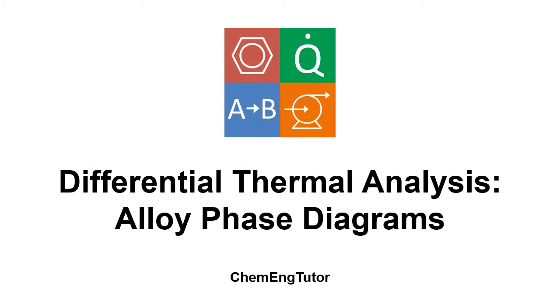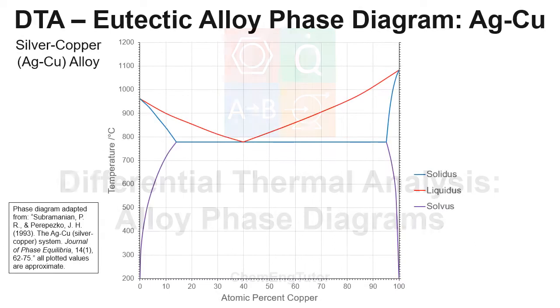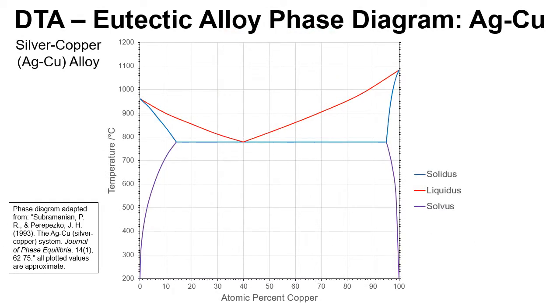In this video we'll take a look at how DTA can be used to create alloy phase diagrams. So here's a phase diagram for a eutectic alloy, and this is an example for silver and copper mixtures that create an alloy. This diagram's been adapted from the reference shown here, and just to note that the values and the lines here are just approximate, but it's to illustrate a point.